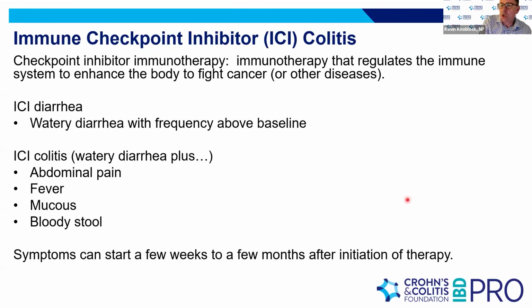It usually starts a few weeks or months after the initiation of therapy. So they're on their way for a few weeks, and then all of a sudden it hits and they're not thinking, what's going on? I thought I would have had the diarrhea earlier on. So this colitis is a very watery diarrhea. You can have abdominal pain, fever, mucus, bloody stool that they'll see.